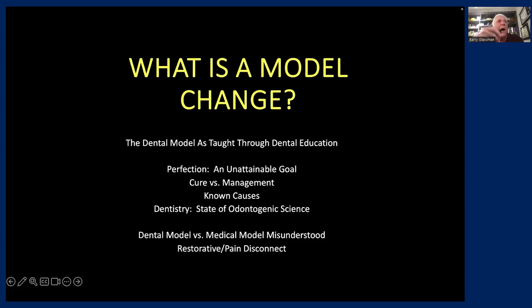It's changing the model in the way we learn, so that we don't learn just through empiricism. Two, it's to change the way we anticipate, to move from a dental model where we can predict success. We know the bugs that cause periodontal disease, we know what causes decay, and we can do incredible things in restorative dentistry that us old folks never got to do.